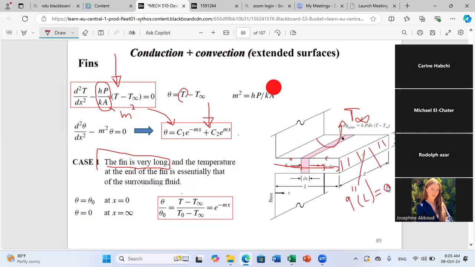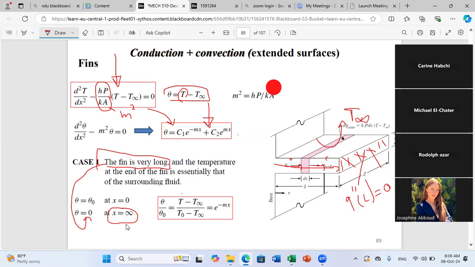Okay, so how can we write this as an equation? The fin is very long means that at x equal infinity, since no heat flux at the end, this means that the temperature at the end of the fin should be equal to T infinity because no heat transfer is taking place. So that's why we can say that this sentence means the following condition, that theta, which is T minus T infinity, is equal to 0 at x equal to infinity.